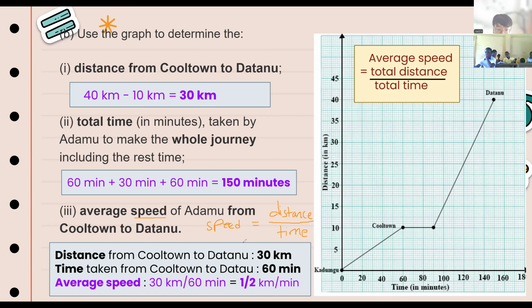And speed here is the same thing as slope in a graph. So we're finding the slope over here. Slope is change in y over change in x. That's what we did here to find the speed. Okay, if you have any questions, always feel free to ask.